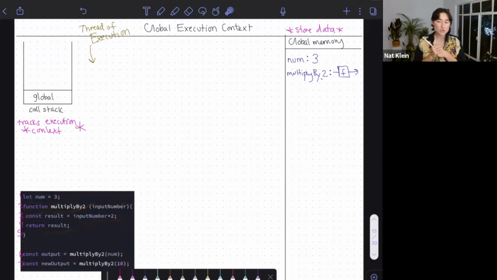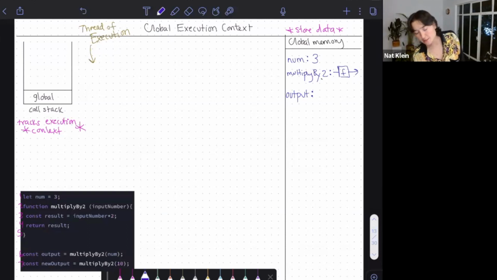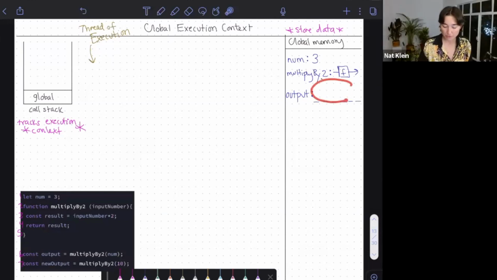Awesome. And then once we've stored that function in global memory, what line do we then move to after that, Dylan? We're going to move to line 6, and we're going to declare a variable labeled output and assign it the value of undefined to start. Yeah, so we don't explicitly give it the value of undefined. It's a little silly, the difference, but it's just not defined right now. How do you know that? What needs to happen for us to get an actual value here?